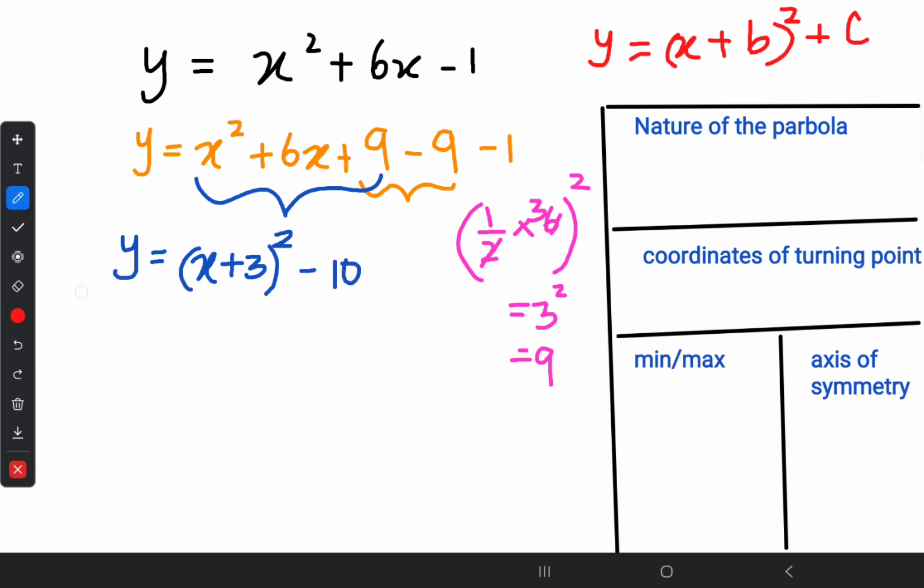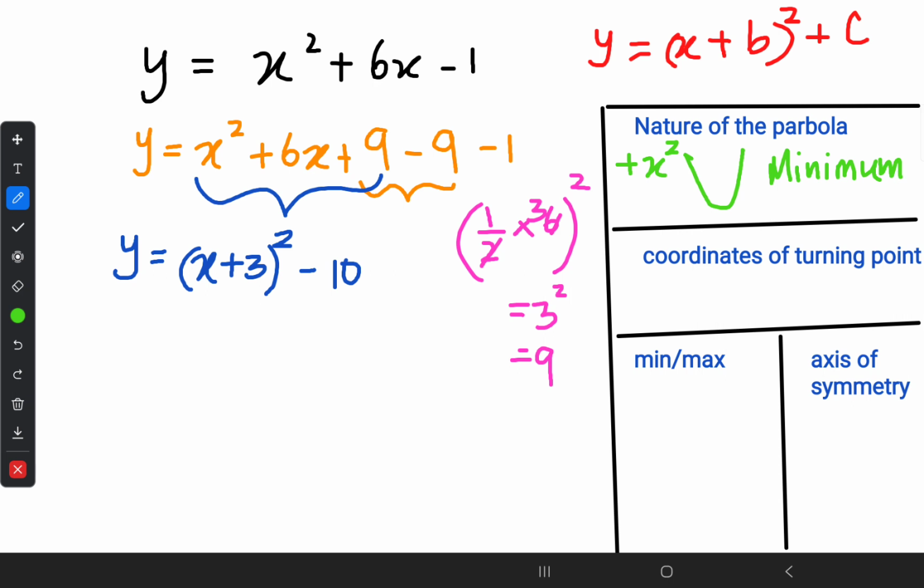Now look at the type of the equation. x is here, b is here, c is here. Thereafter we can write the nature of the parabola. To find the nature of the parabola, after expansion, it is a positive x square kind of graph. Positive x square means the graph shape would be like this. It would be a minimum parabola. Minimum parabola.